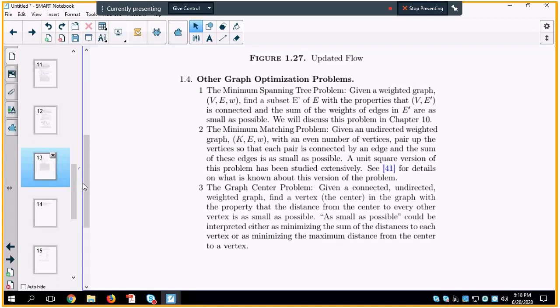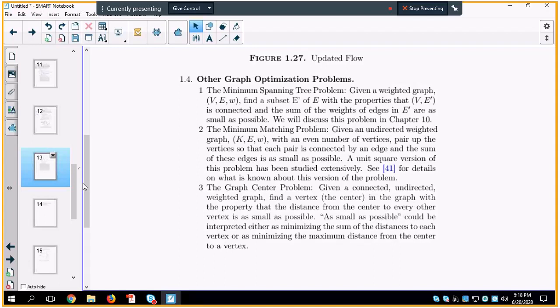Also, the graph center problem, given a connected, undirected, weighted graph, find a vertex, which you'll call the center, in the graph, with the property that the distance from the center to every other vertex is as small as possible. As small as possible could be interpreted as either minimizing the sum of the distances to each vertex or as minimizing the maximum distance from the center to a vertex. So this is just a preview of other types of graph optimization problems that are really fun and interesting, but for now we're just going to stick with the traveling salesman problem and the maximum flow problem.